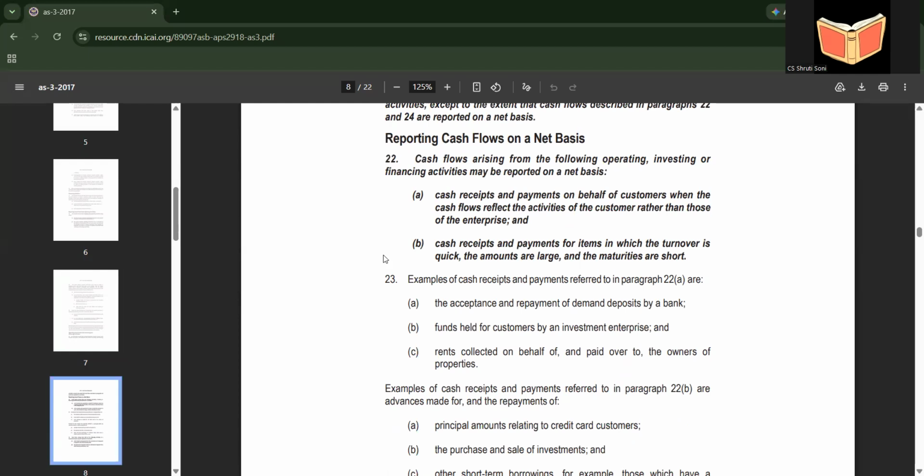Let me quickly take that up now. There is a company, Raj Limited. It has purchased fixed assets from Egypt. You can note it down if you want. It has purchased fixed assets from Egypt for $10,000.